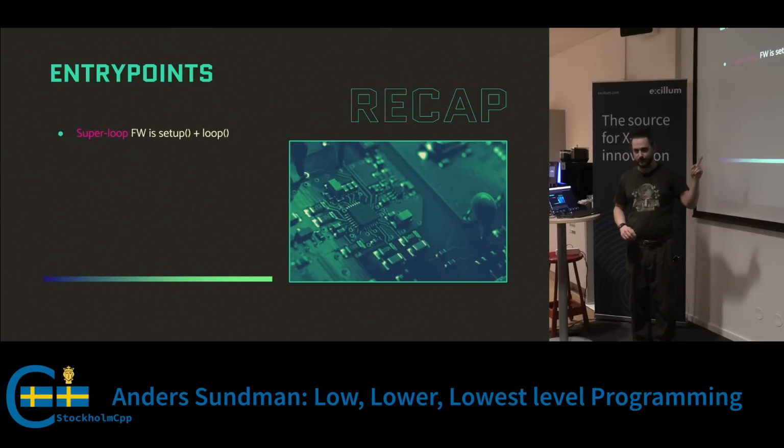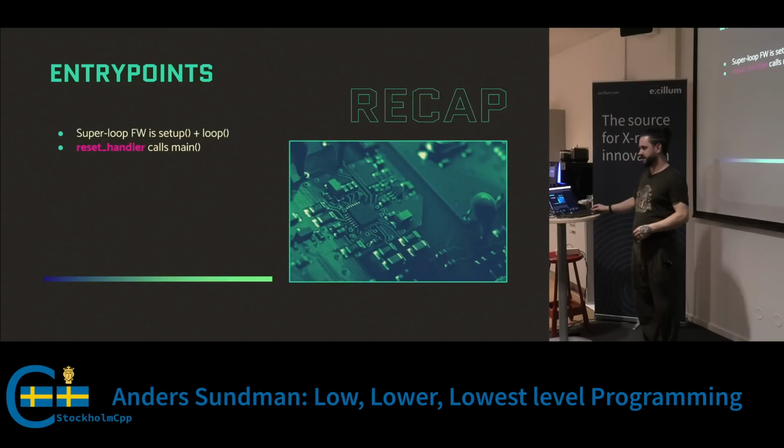We have seen the Superloop firmware, the most common type of firmware, not the only. This is what you get if you start a sketch with Arduino or something. You get this structure. We have seen that something else needs to call main, typically, to do the thing that a C programmer can expect to be happening before main is called.